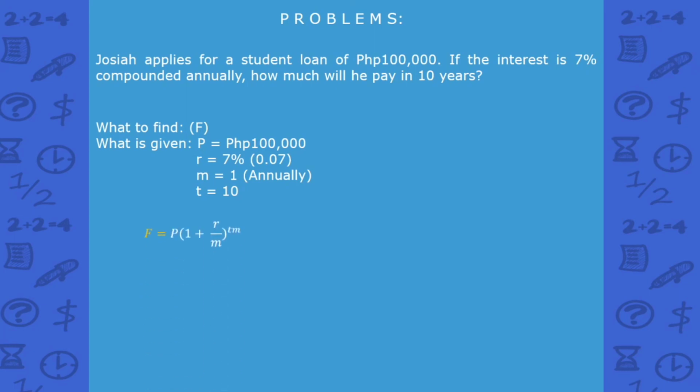For that, we'll use the basic formula, which is F equals P times the quantity of 1 plus R over M raised to T times M. Substitute the values and we get this. Now, calculate. We have the value of 196,715.14 pesos. So, after 10 years, Josiah should pay around 196,715.14 pesos for his student loan.